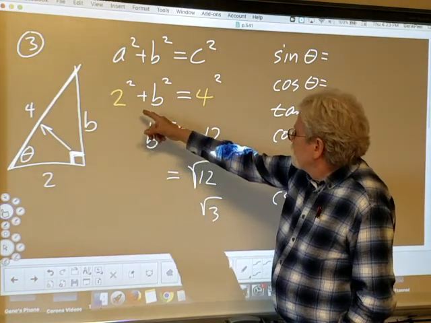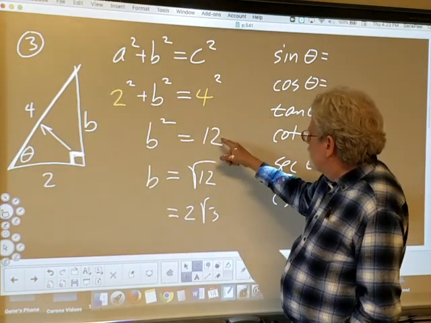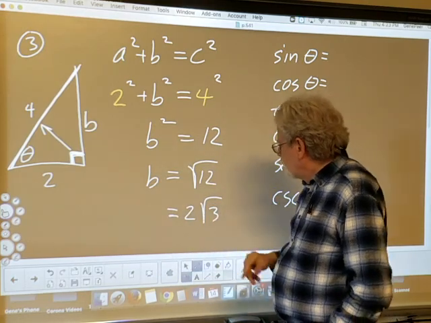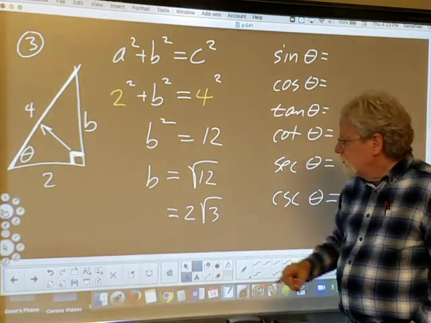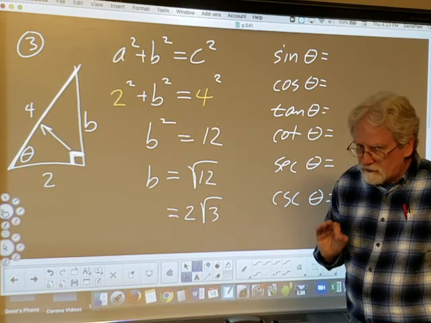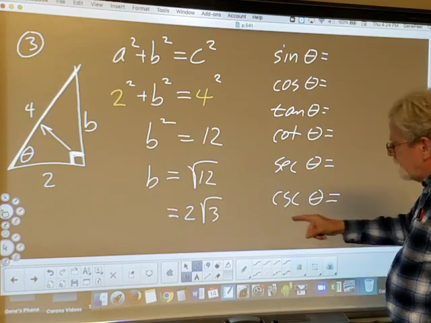So subtracting 4 from 16, we get 12. B squared is 12. Take the square root of both sides, and we have b is the square root of 12, better known as 2 square root of 3. We are not going to get a decimal approximation for that. It has not been called for.